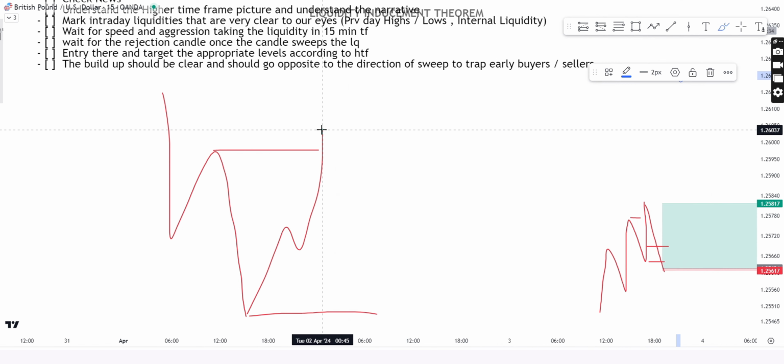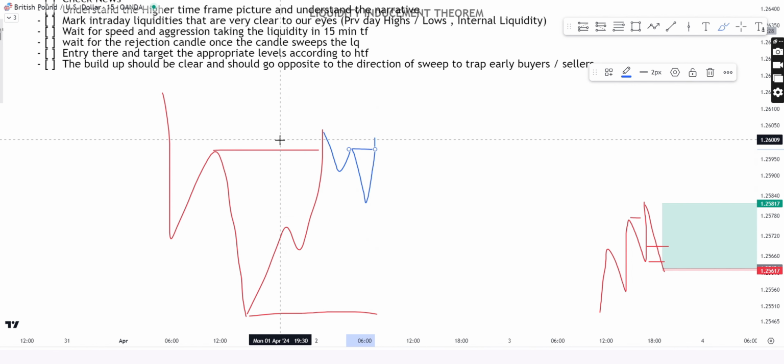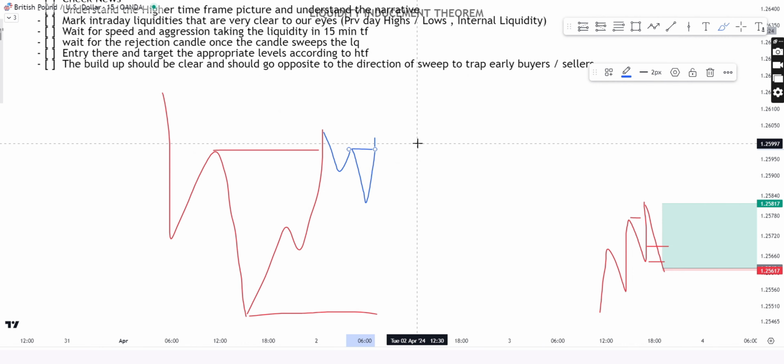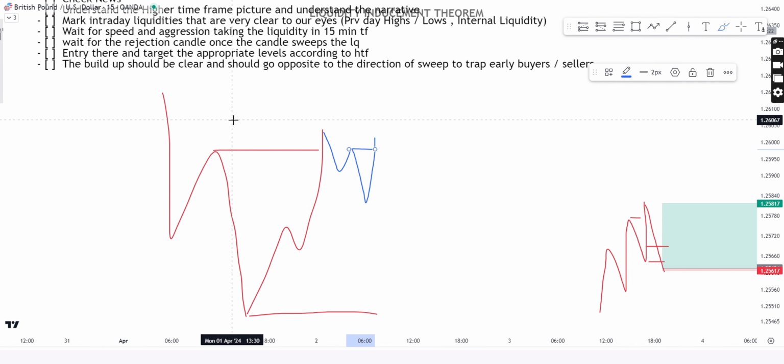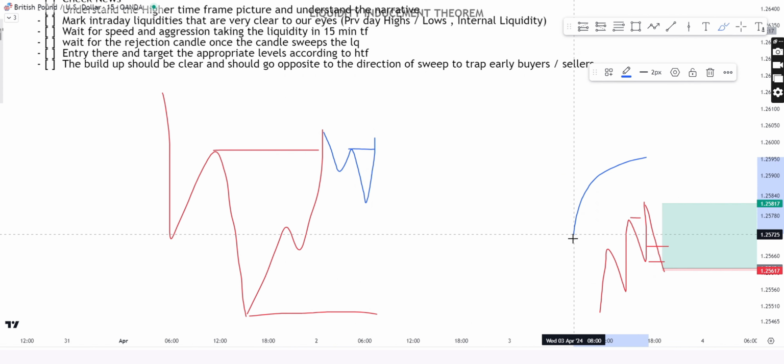So when coming into this day, when the 15 minutes did this, now two time frames are aligning with each other. Here the daily time frame is aligning with the 15 minutes time frame.